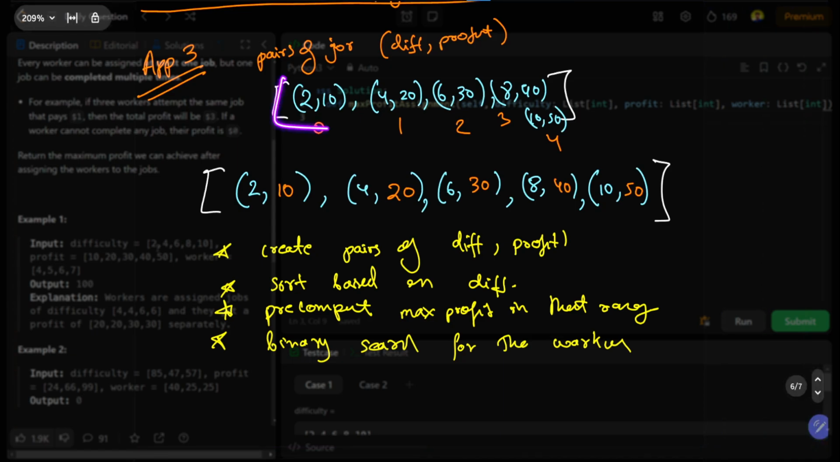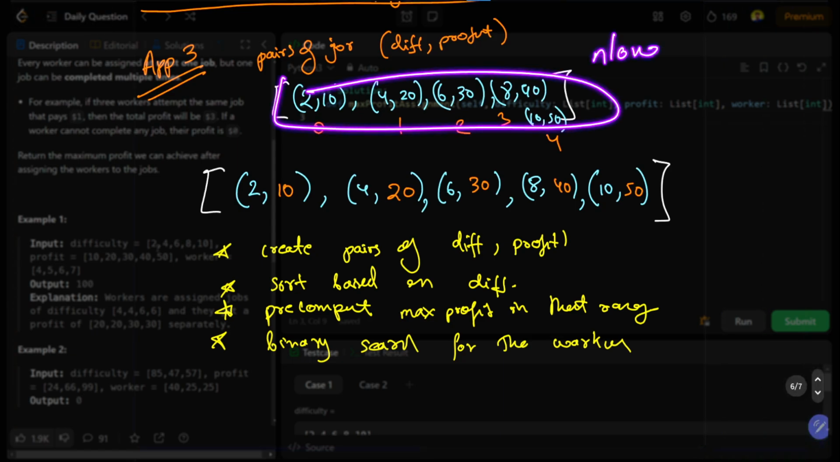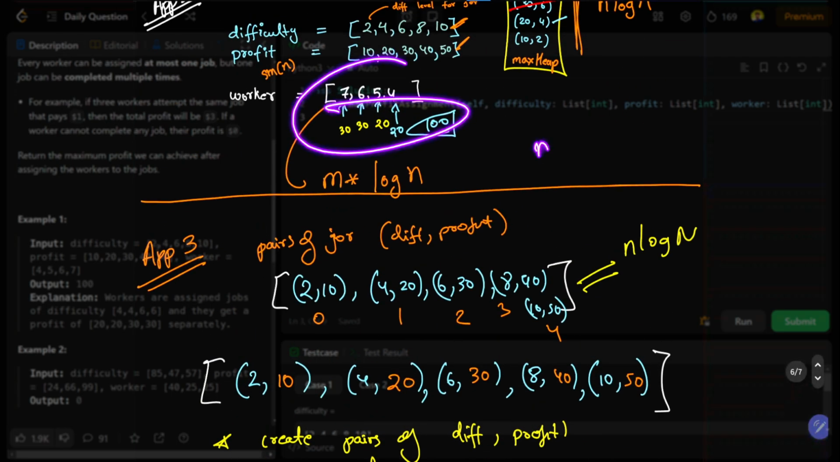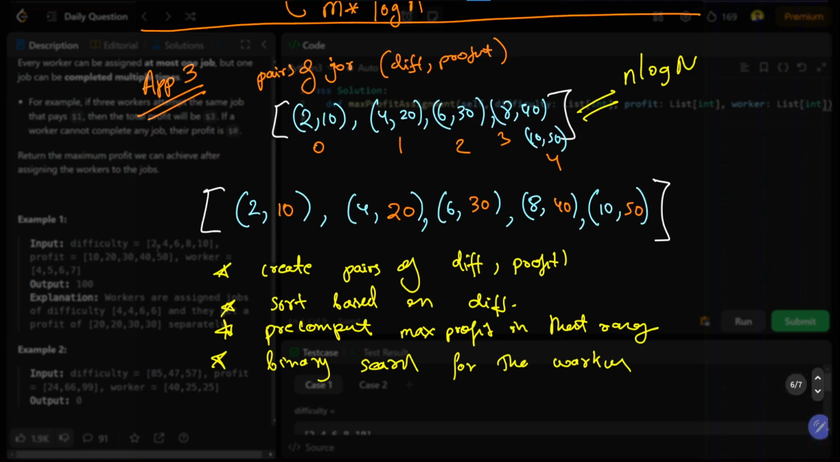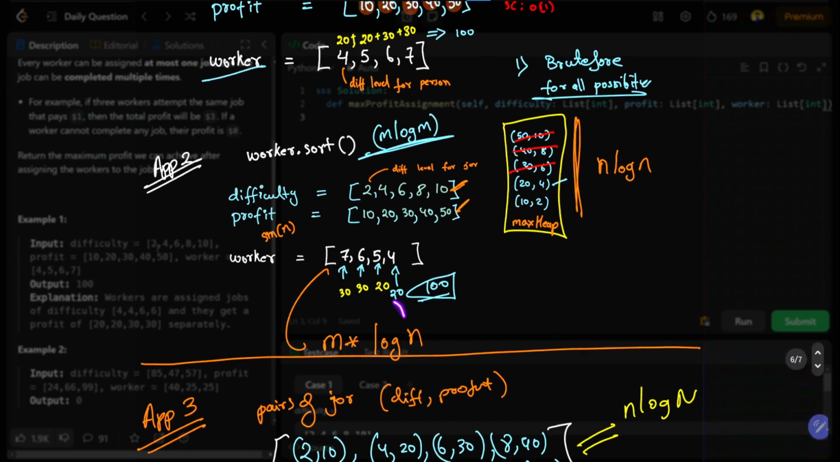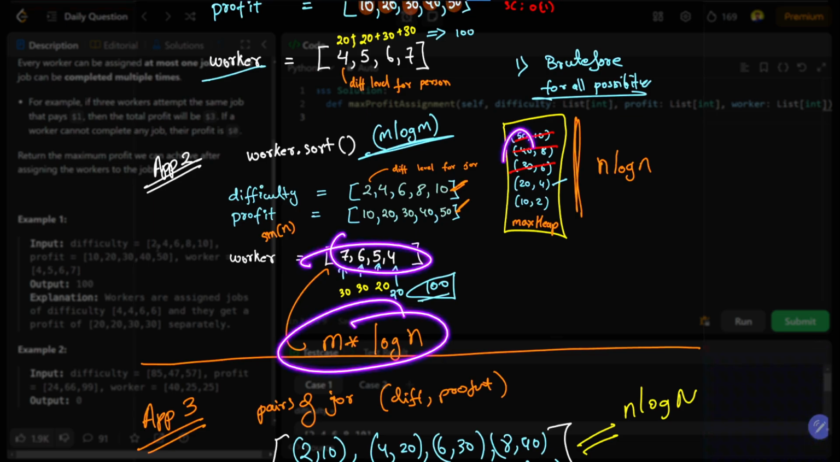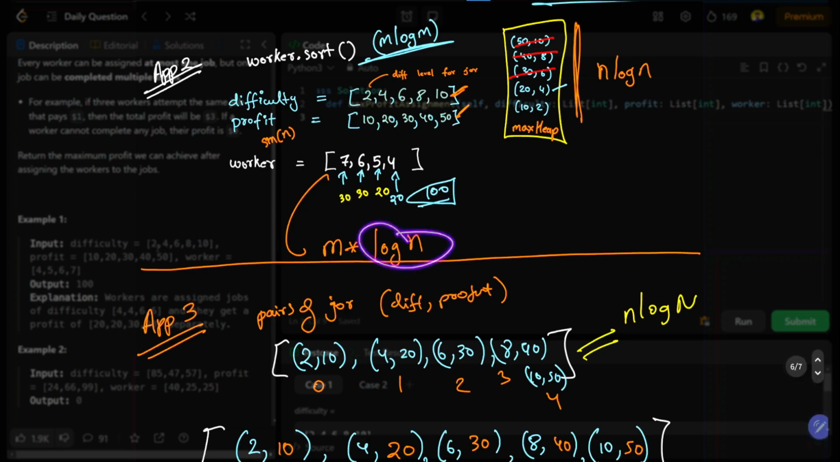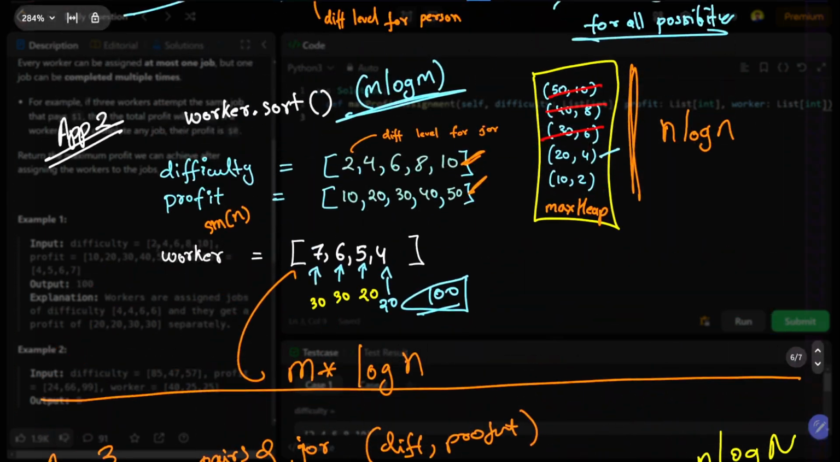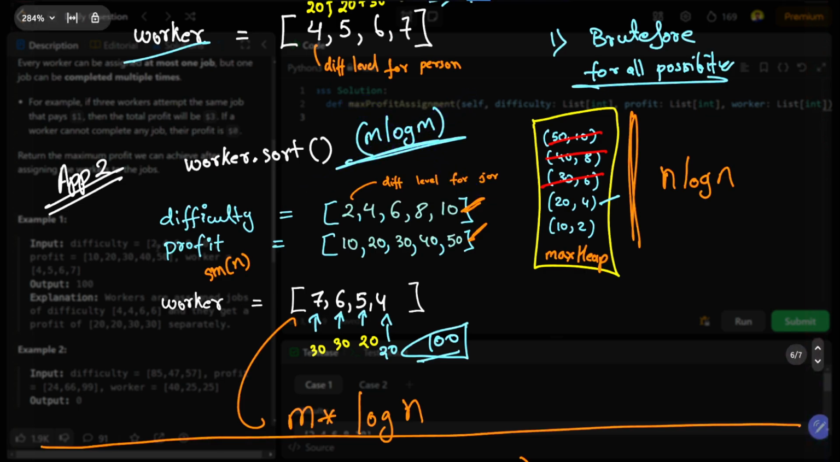Here I have sorted this array, which is done in n log n. For sorting this I used n log n, but I haven't sorted my worker array, so I reduced the m log m sorting from here. Again, I was iterating, so I will be using the same thing. Here I took m log n for iterating and searching in the map. Similarly, for searching data in the binary search I take log n, so this remains constant. We have just reduced the sorting of the worker array.